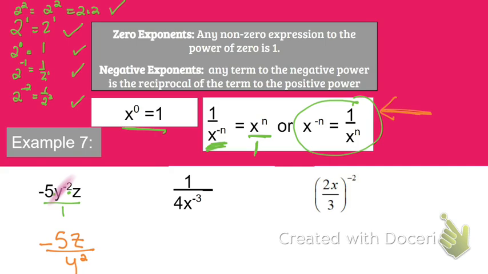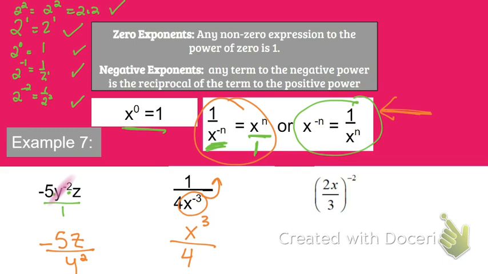For the second problem, the x factor is the part that is the issue. This uses the other part of the negative exponent rule, where basically it's going to move to the top. So the 4 is going to stay where it is in the bottom because the 4 has a positive exponent. That's like 4 to the positive 1. But the x cubed is going to move to the top and the exponent is going to become positive.